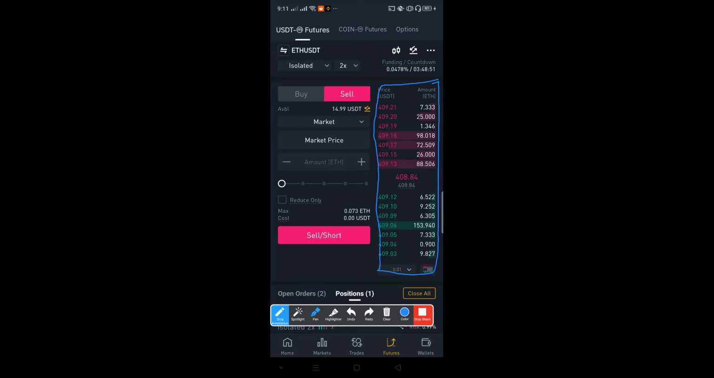If you use a higher leverage and you put a limit order, let's assume you want to sell at 409, which is this 409.13. That is the price you want to sell, and you use a higher leverage. It will increase. Let's say you want to sell 10 Ethereum and already you have 88 there and you are using 20x. It means 10 will multiply by 20.